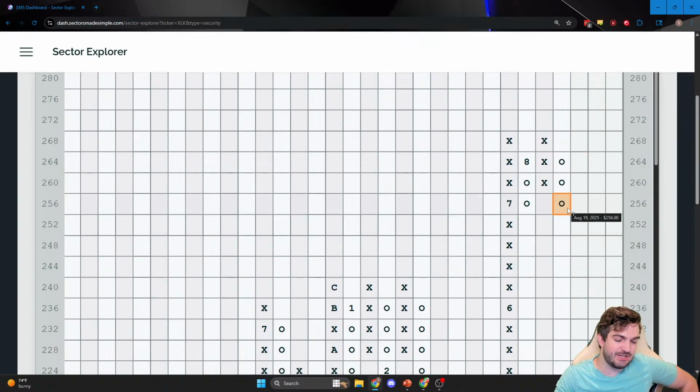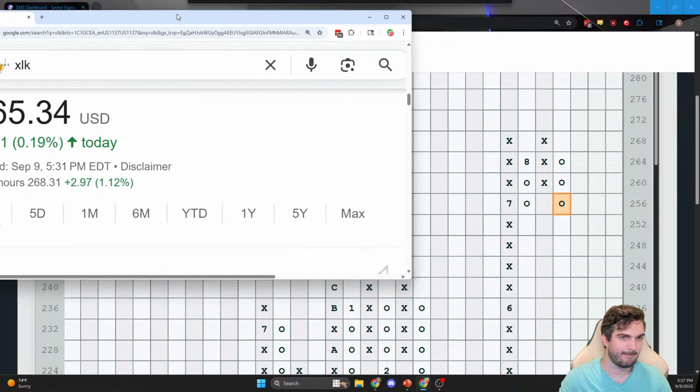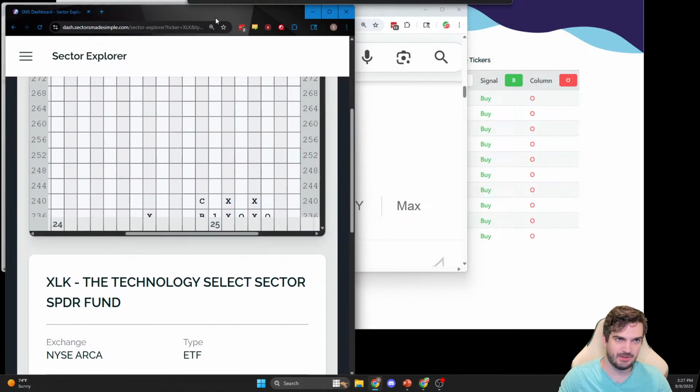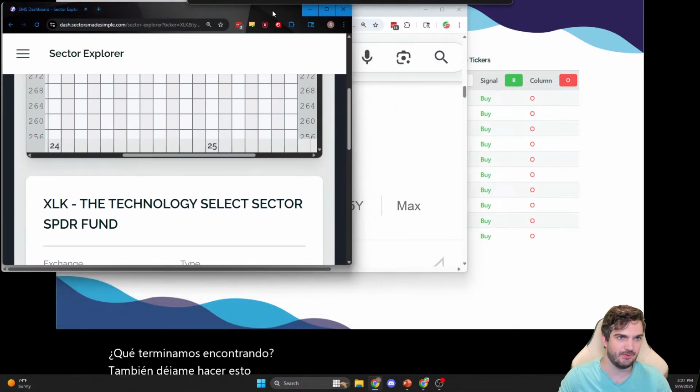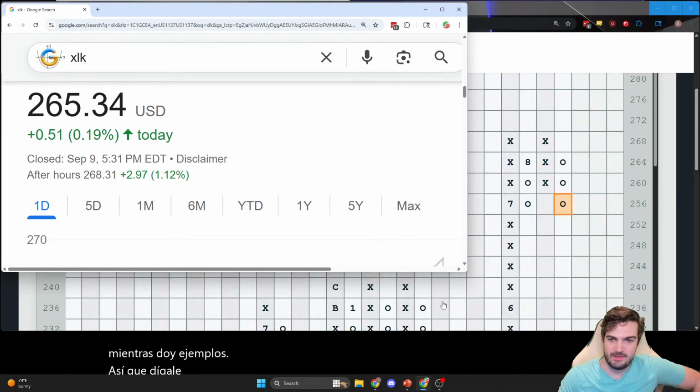So we do have information between August 19th and today, but if we take a look at the price of technology over that period of time, bear with me one moment, please. If we go and look at the price of technology, what we end up finding. Also, let me make this a little bit smaller so we can still see the subtitles while I'm giving examples.